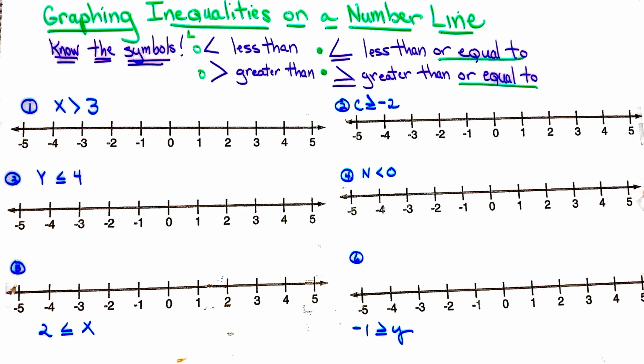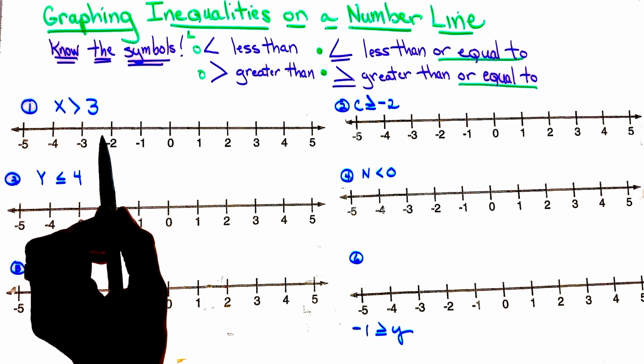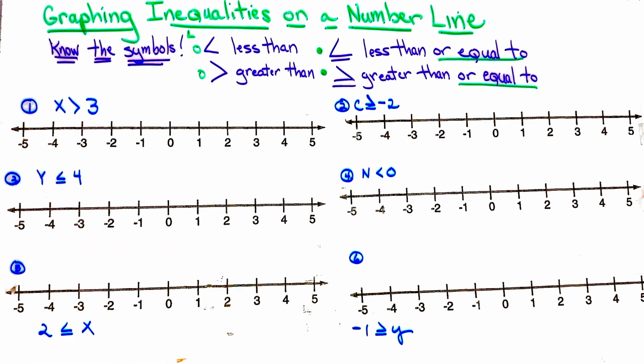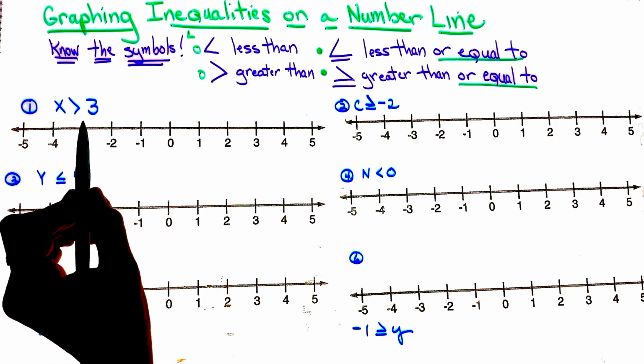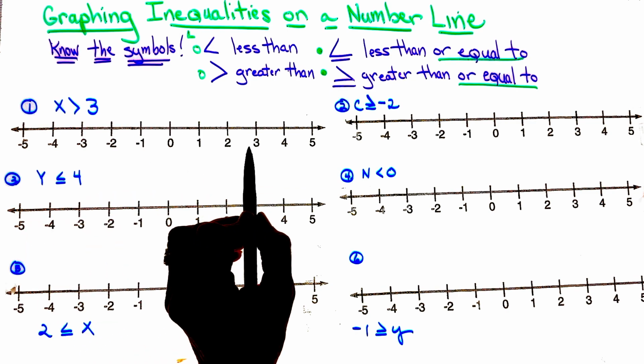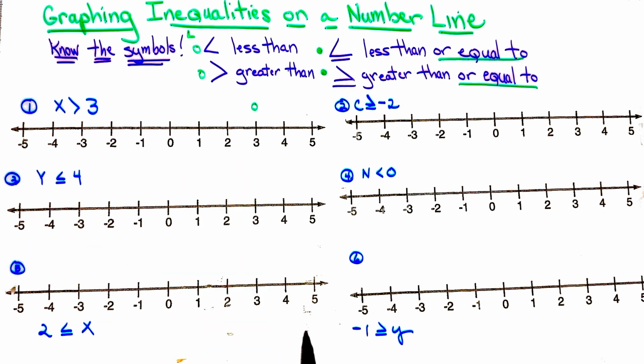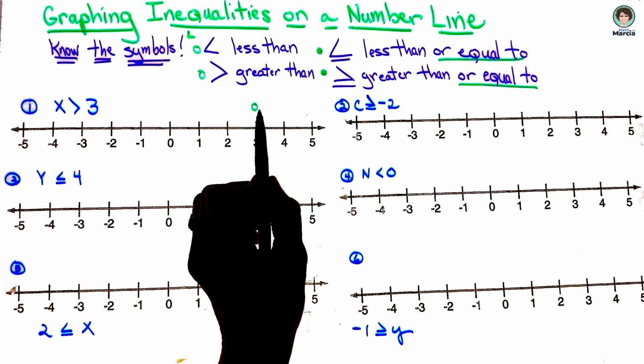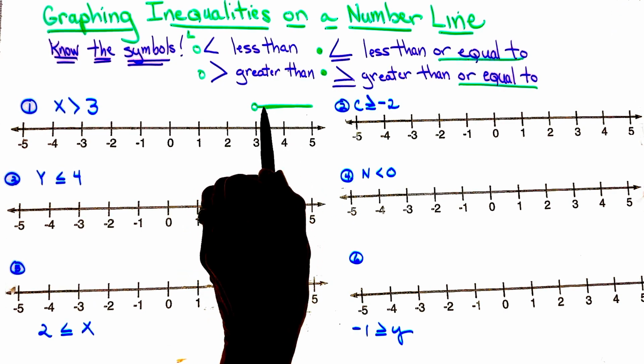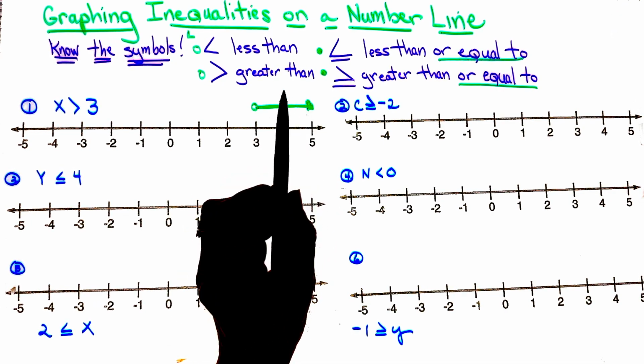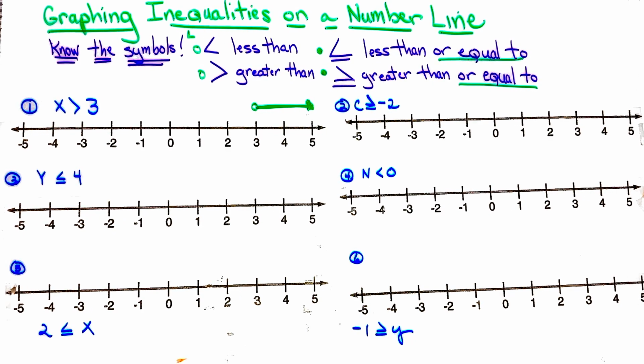Okay, so let's take a look at one. We have x is greater than 3. Well, I know that on my number line, I'm going to find 3 and put an open circle. And so it said that x is greater than 3. So that means it's going to be all the numbers, and it's a solid line because it could be even fractions. It doesn't have to be just the whole numbers that are there.